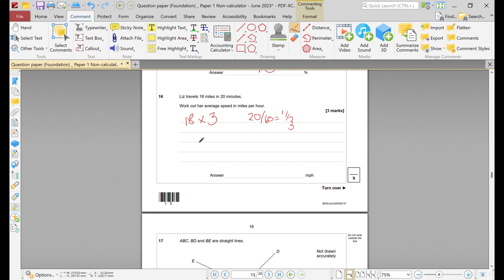54. So 18 times 3 is 54. 18 miles in 20 minutes, so 54 in 1 hour, so 54.